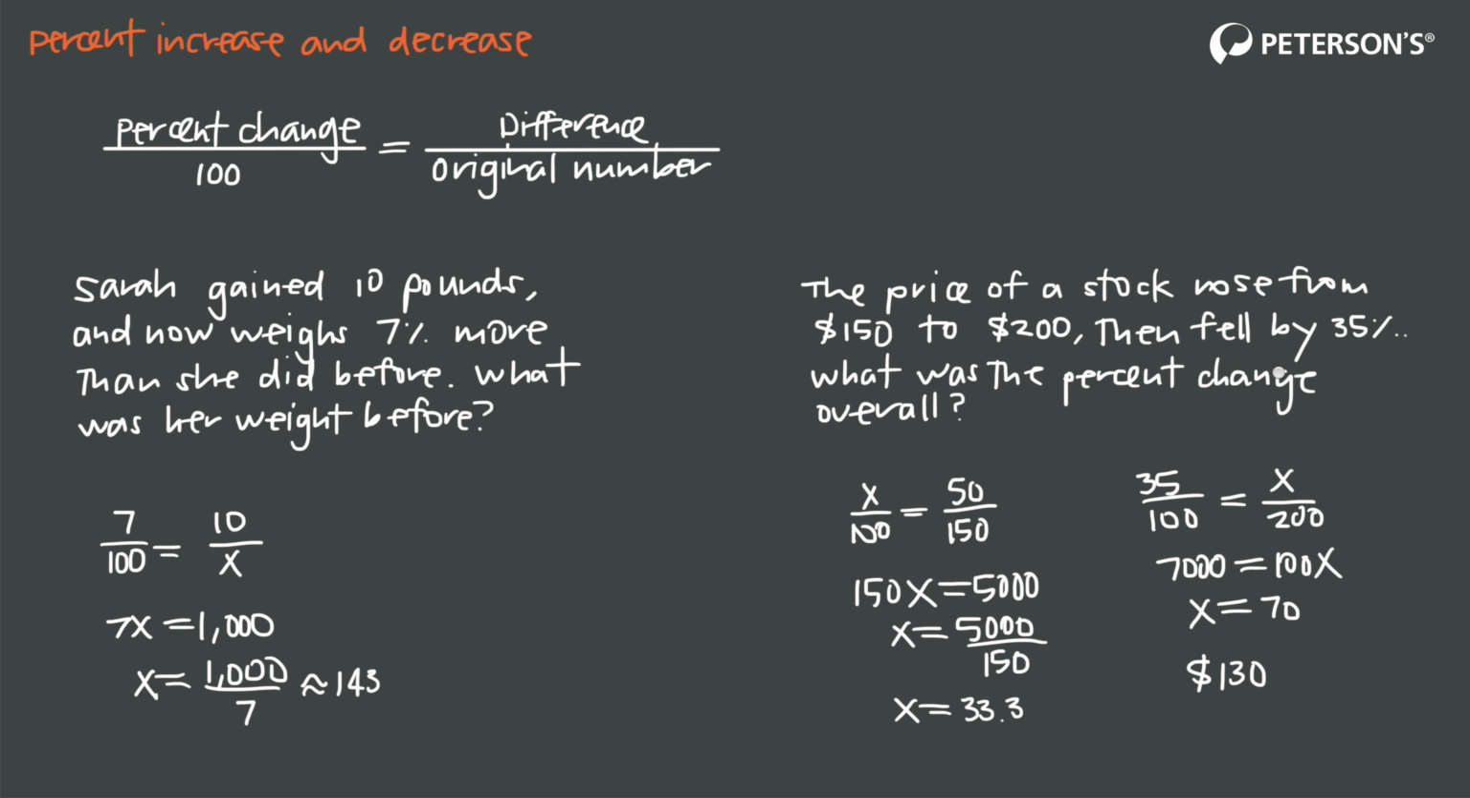And to find the percent change overall, which is what we were asked for, we know that the percent change on the first step was an increase of 33.33%. We know that on the second step, the price fell by 35%. So if the price rose by 33.33% and then fell by 35%, that means overall there was a price decrease of 35% minus 33.33%, or 1.67%, approximately 1 2/3%, was the net decrease or the percentage change overall.